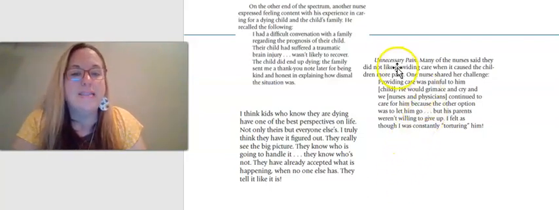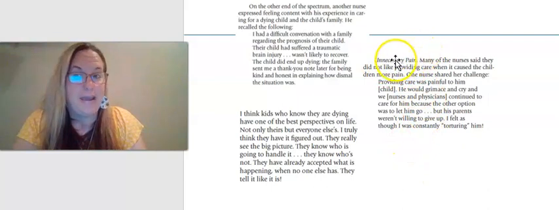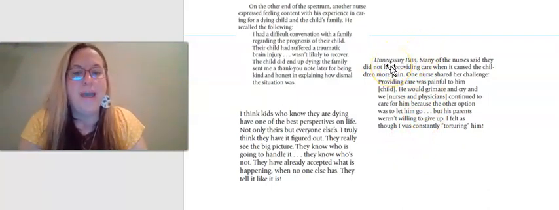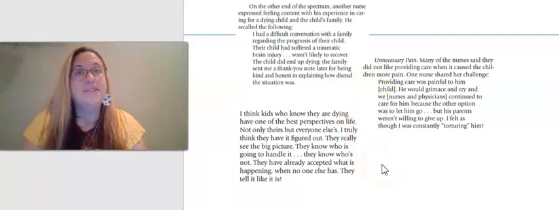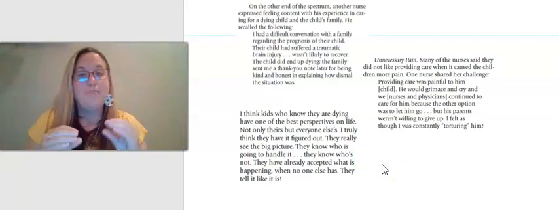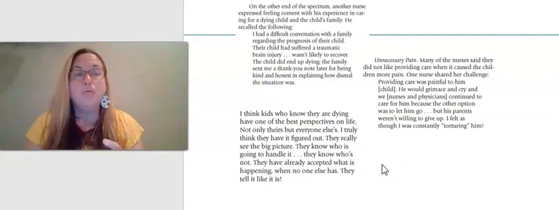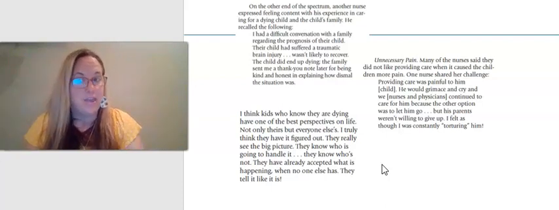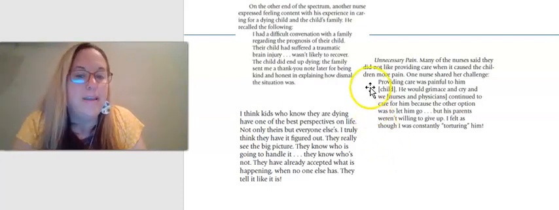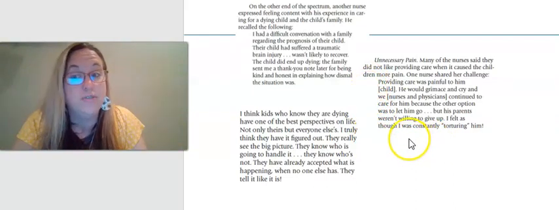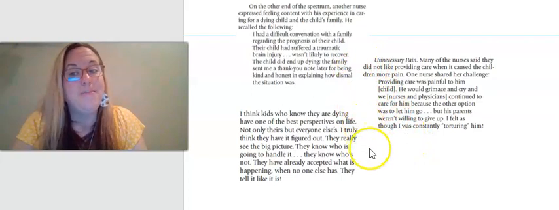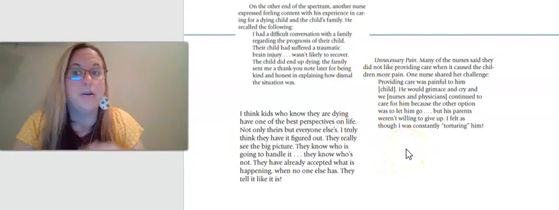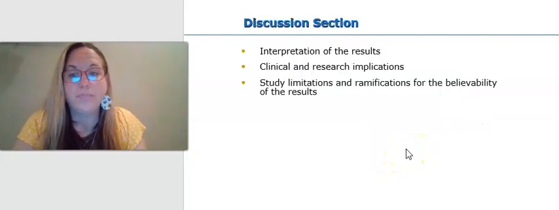So if we were looking at this as a theme of unnecessary pain, or a sub-theme of unnecessary pain, oftentimes the researchers don't have a lot of room, so they can't just put a ton of quotes in here. They typically try to find the most impactful quote that most embodies that theme or sub-theme. So if you read this quote right here that the researchers have chosen, they feel that it most embodies what unnecessary pain meant to the participants in their qualitative study.